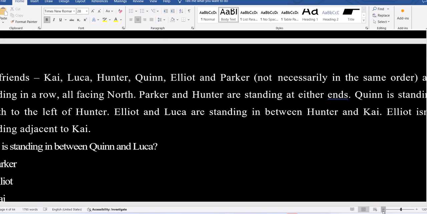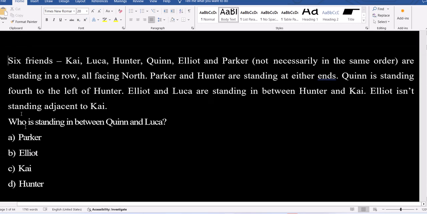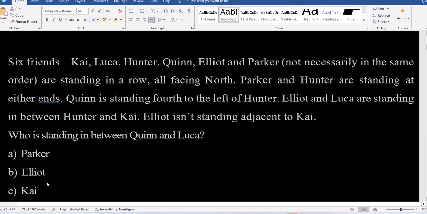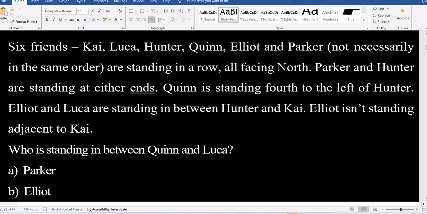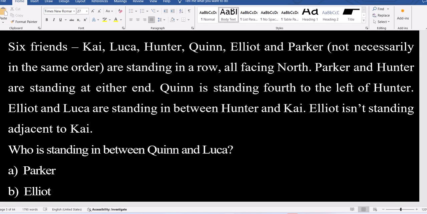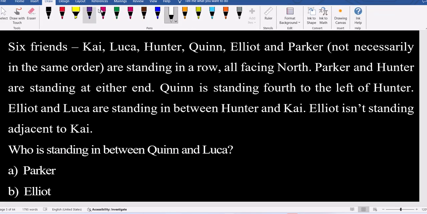Now let us see this question. 6 friends are there. Now arrange them: K, L, H, Q, U, E, P. There is no first letter repetition, so fine. Parker and Hunter are standing at either end. Next, Quinn is standing fourth to the left of Hunter. Hunter will be at the right end. First, second, third, fourth is Quinn. And they said Parker and Hunter are at either end, so P will be here.